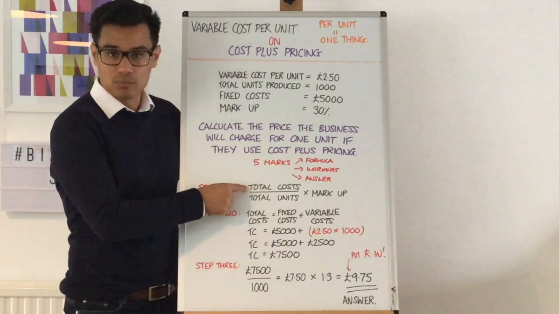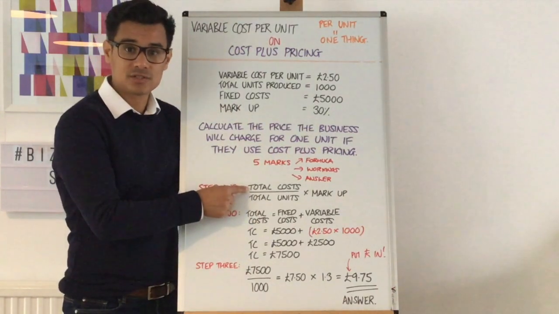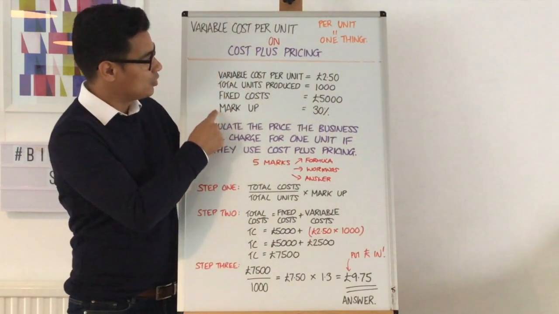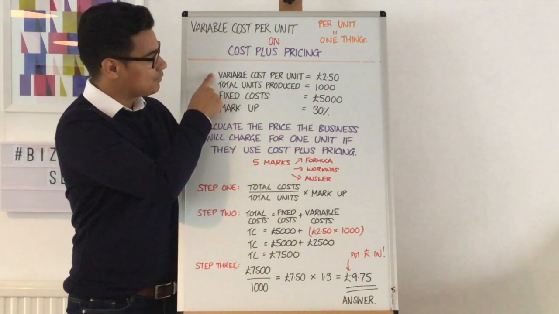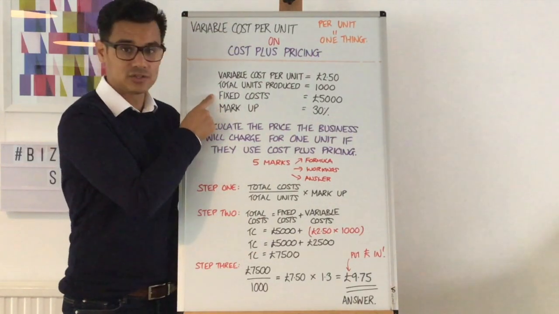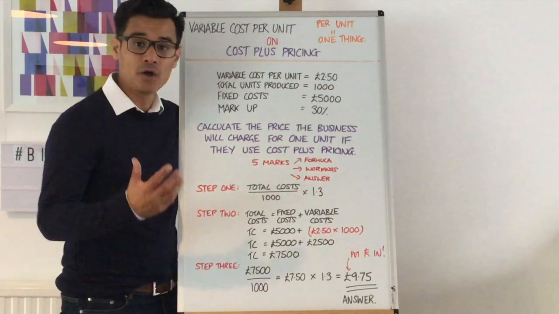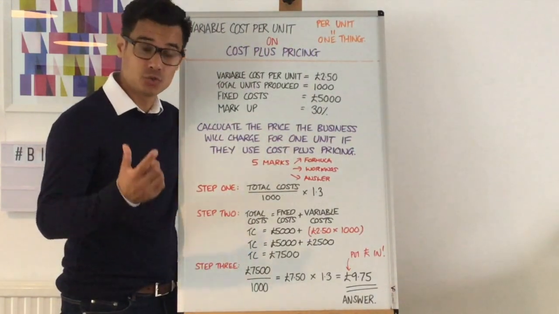But the total cost is the problem with this. So total costs would need to be calculated because you're not given the total costs here. You're given the variable cost per unit, the total units produced, and fixed costs. So firstly, I'm just going to write in the numbers here. Okay, now we need to work out the total costs.